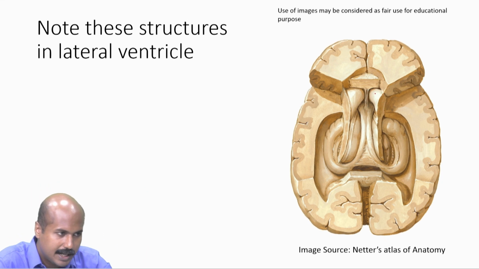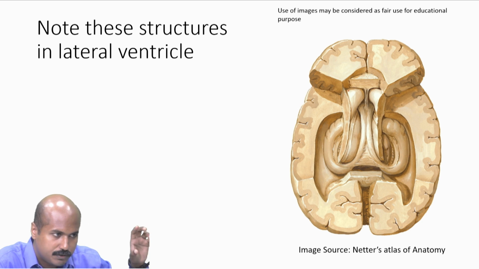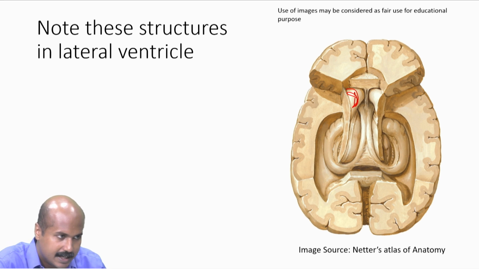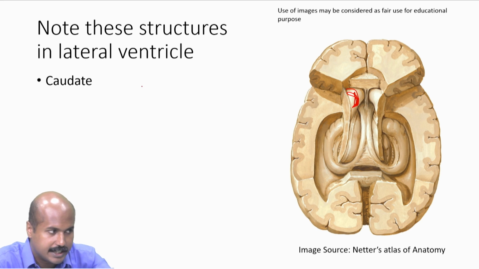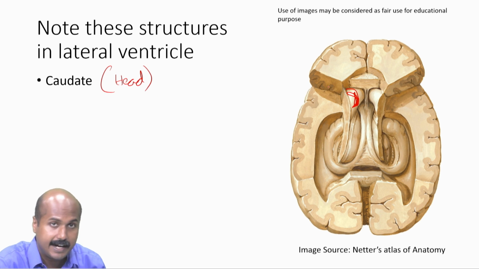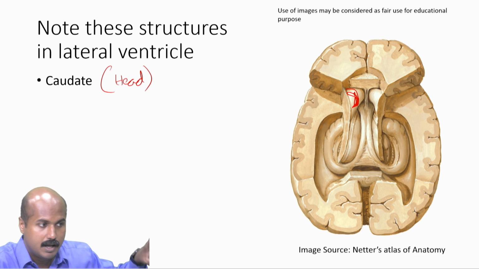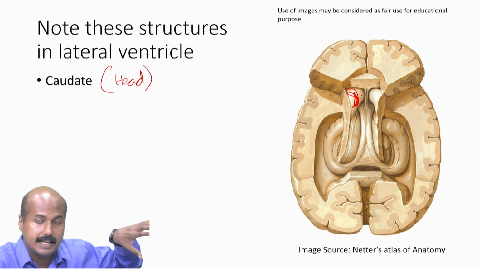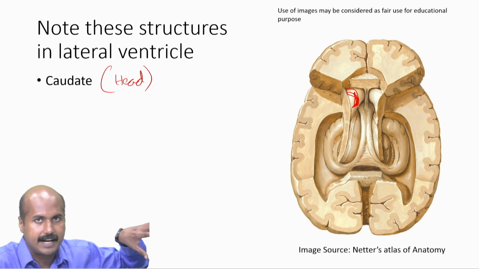Okay, there you can see two bulges. I want you to locate these two bulges. This bulge is the head of the caudate nucleus, very important, caudate nucleus head. I didn't mention that in the PPT, it is the head of the caudate nucleus. That is the big bulge that you see in the anterior horn of the lateral ventricle.